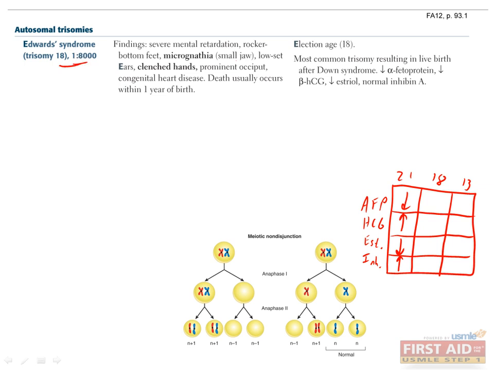It's much more severe than Down, and patients have severe mental retardation, rocker bottom feet, micrognathia, which is a small jaw, low set ears, clenched hands, a prominent occiput, and congenital heart disease. These babies are usually born alive, but die within 1 year of birth. On the quad screen, you can detect decreased alpha-fetoprotein, HCG, and estriol, and normal inhibin A.